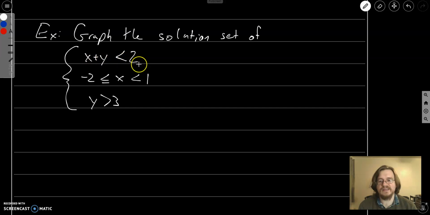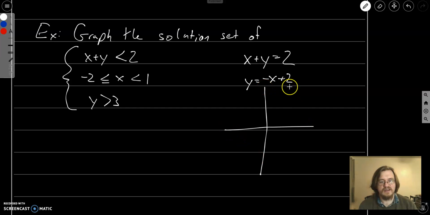So x plus y is less than 2. In order to graph this, we want x plus y equal to 2. We'll replace the inequality with an equal sign, and if I solve for y here, we get negative x plus 2. So when we graph this, our intercept is going to be at plus 2. Our slope is negative 1, so we're coming down.